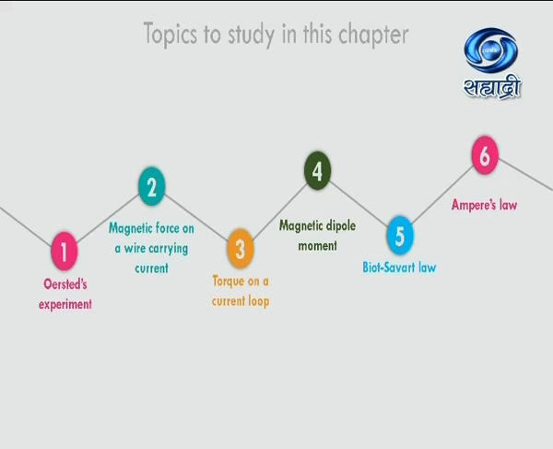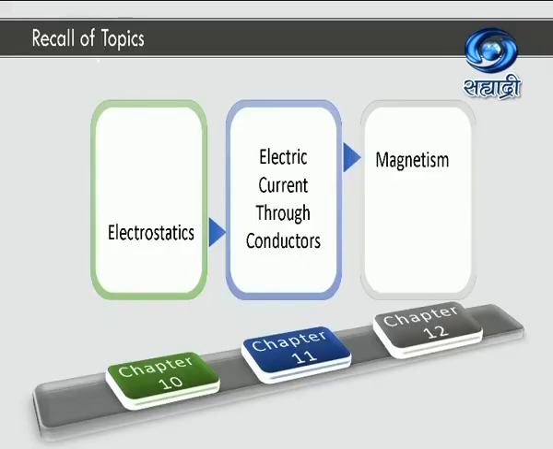Then magnetic force on a wire carrying current, torque on a current loop, magnetic dipole moment, Biot-Savart law, and finally we shall be studying Ampere's law, and we are going to use this law to derive expressions for magnetic fields due to solenoids and toroids.